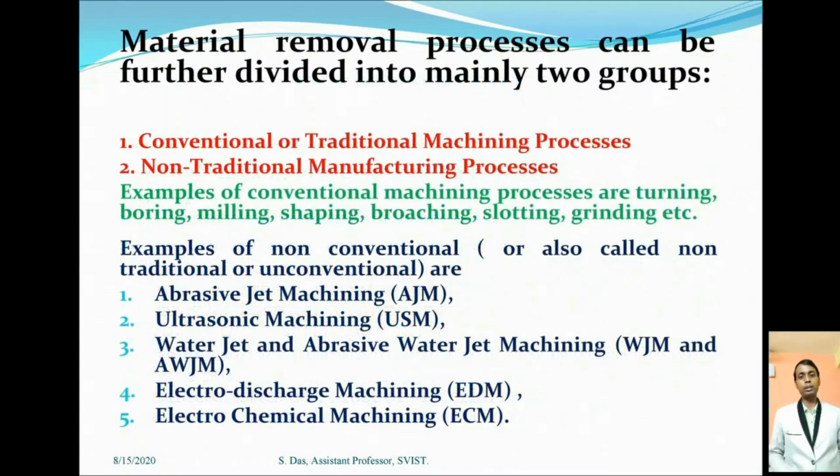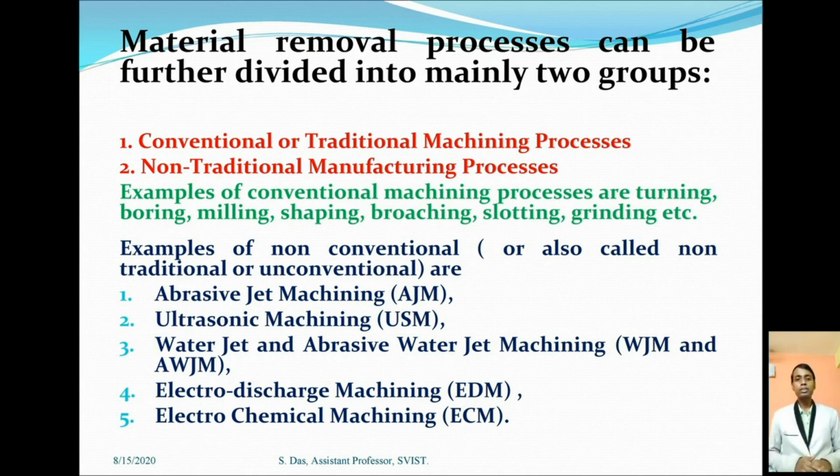The secondary manufacturing process is also categorized in two parts. One is the conventional machining process and another is the non-conventional or non-traditional machining process. Examples of conventional machining, as all of you know, are turning, facing, grinding, grooving, shaping operations, etc. With the help of a lathe, drilling machine, or milling machine, we remove the material and the desired product comes.